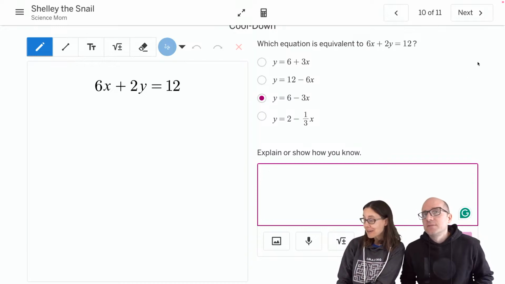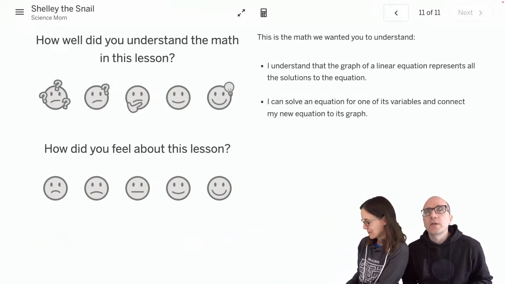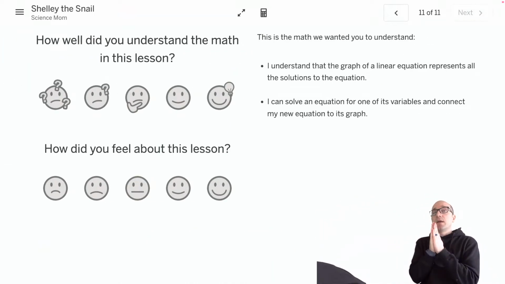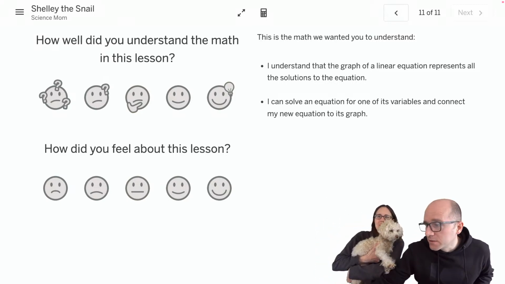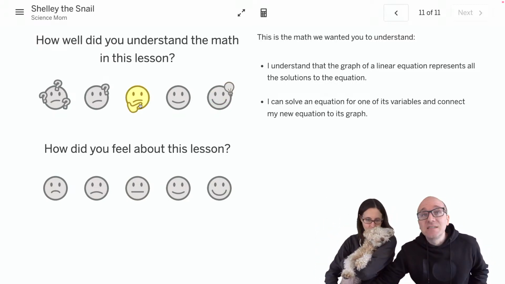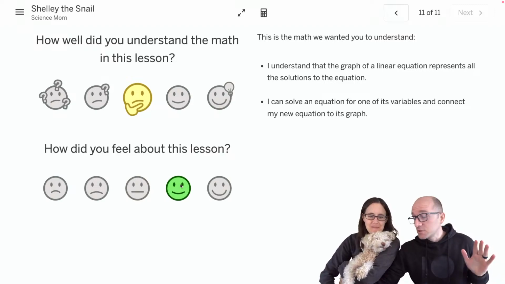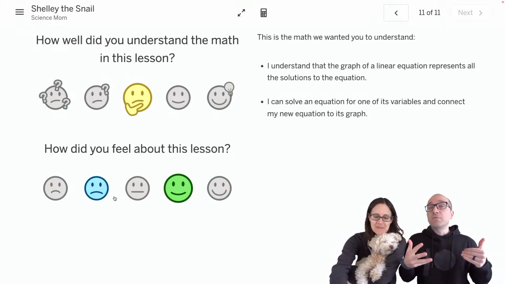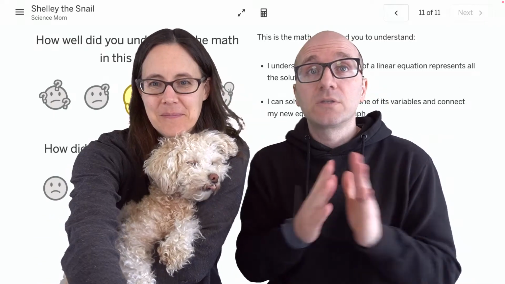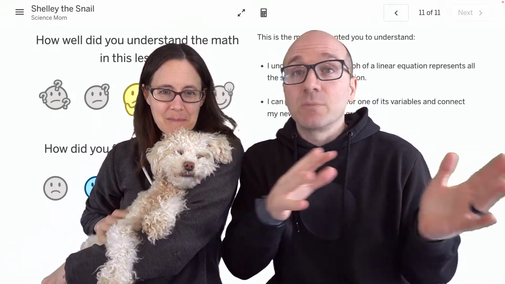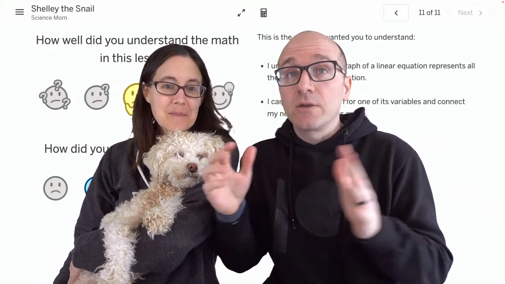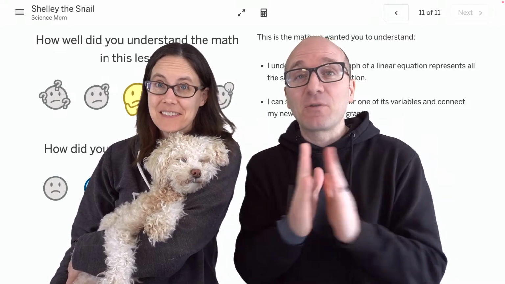Nice work, everyone. That's right, we already showed our work here. So on this last screen, how well did you understand the math of this lesson? How did you feel about the lesson? You can mouse over and select whatever describes your level. It's just a way of giving us some feedback so we know what you understood. This particular lesson jumped into the middle of a unit, so if you didn't understand everything, definitely don't feel bad about it.